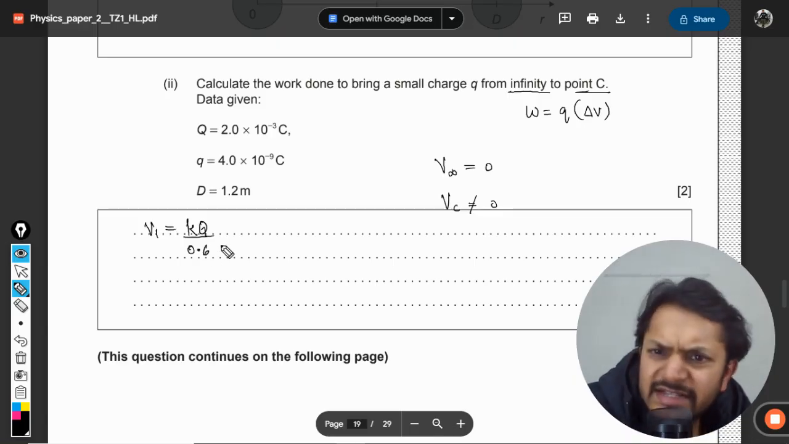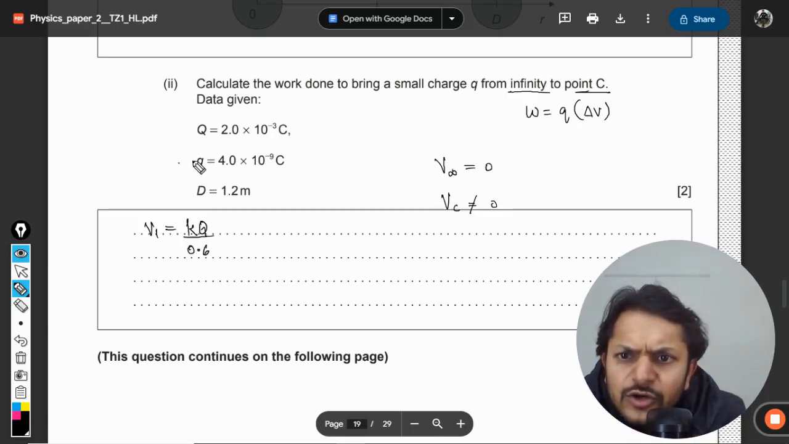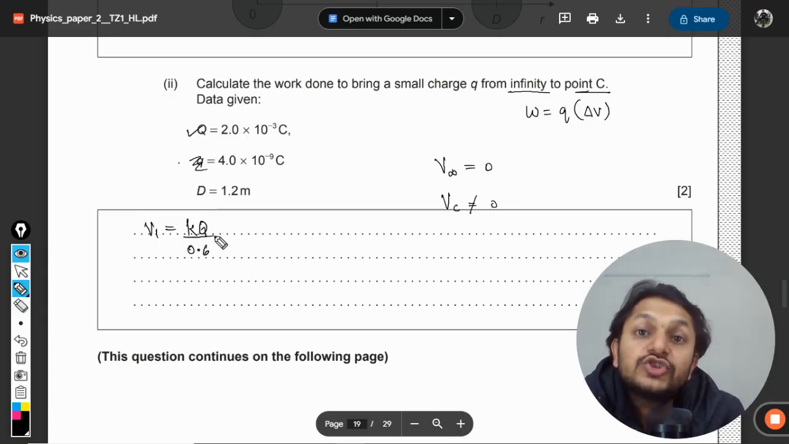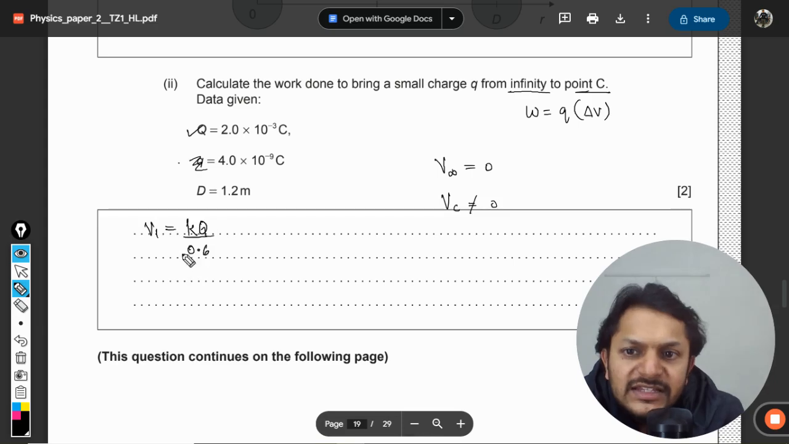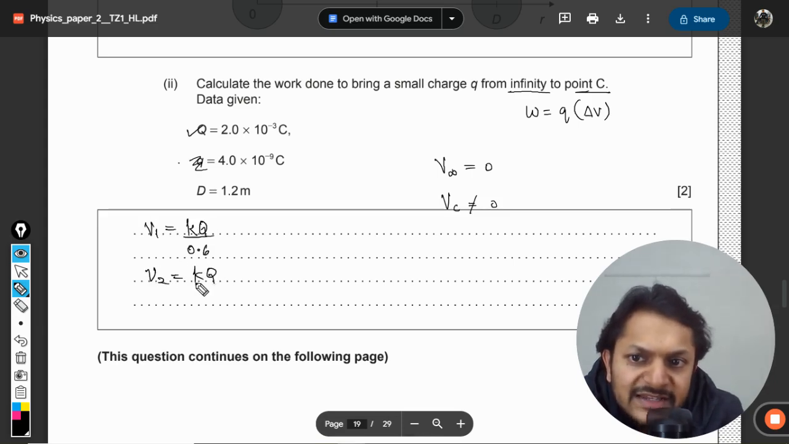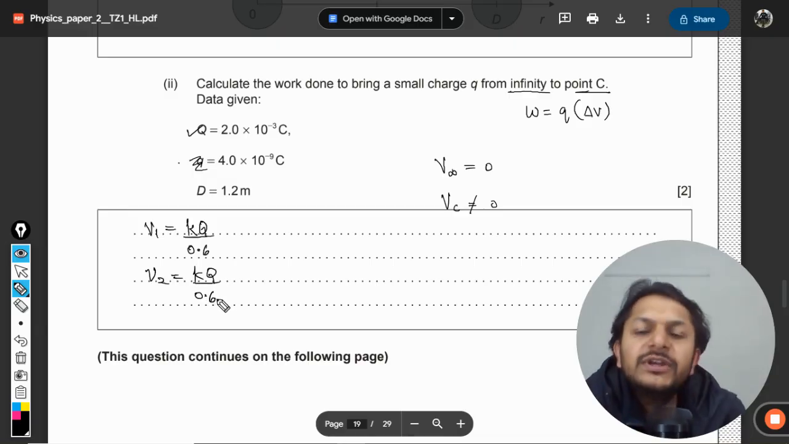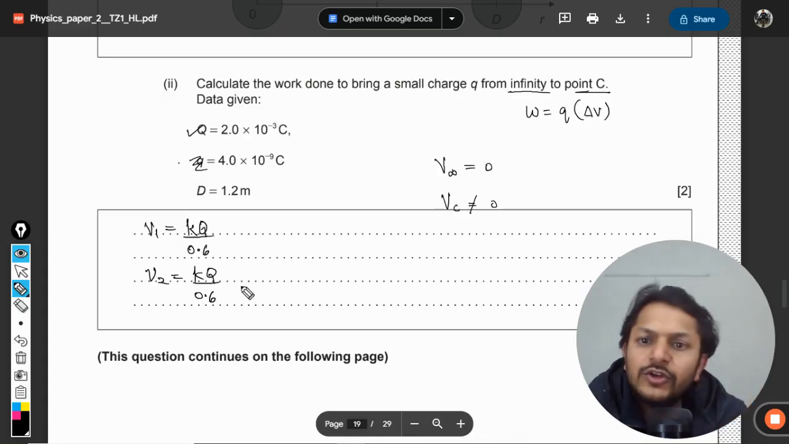0.6 meters. Q value capital will be taken, not the small q. Okay, capital Q. The source charge is important here. This is the potential because of the first charge. Now the potential because of the second is also going to be exactly the same. So V1 is equal to V2, and now we are going to add them.